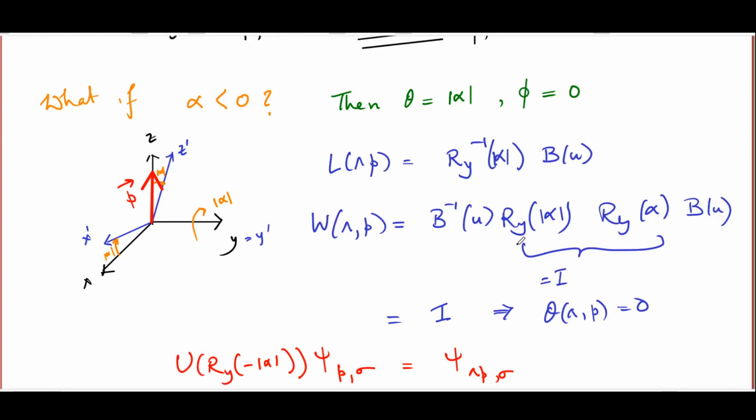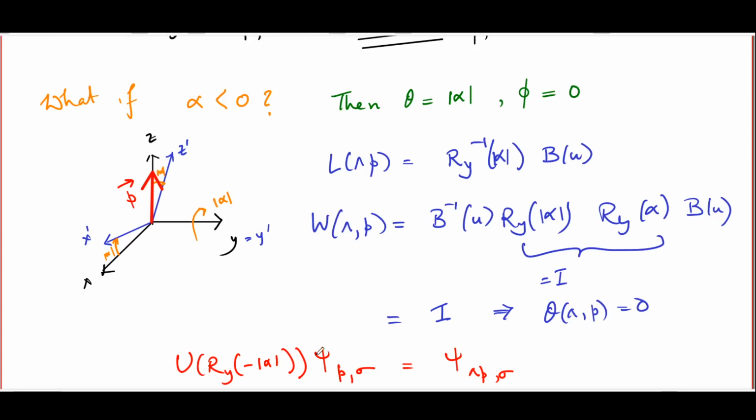And this of course brings Ry mod alpha and Ry alpha together. Remember, alpha is negative, so Ry mod alpha is actually a rotation Ry minus alpha, which is the inverse of Ry alpha. So these two things cancel each other out. And then of course B inverse U and BU cancel each other out and you are left with the identity. So for a negative alpha, the corresponding angle theta just happens to be 0.